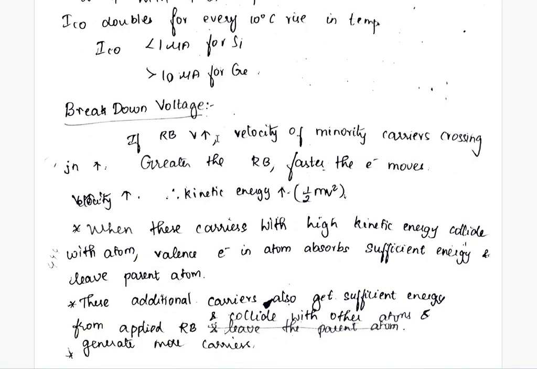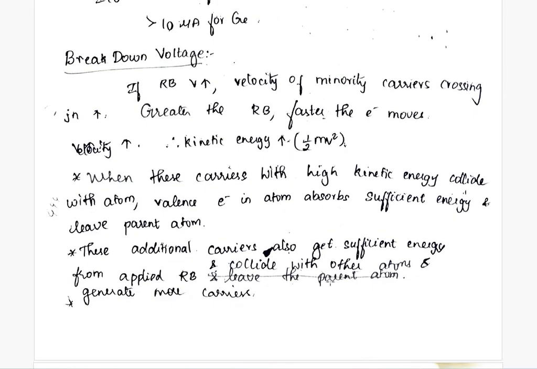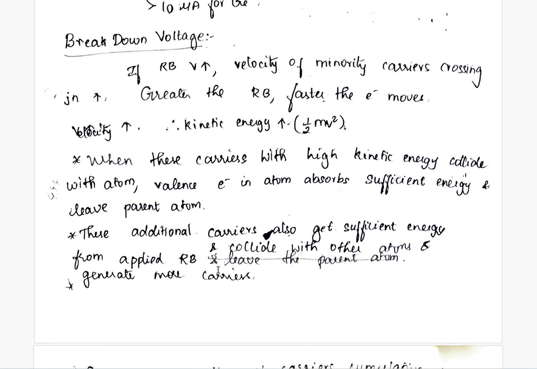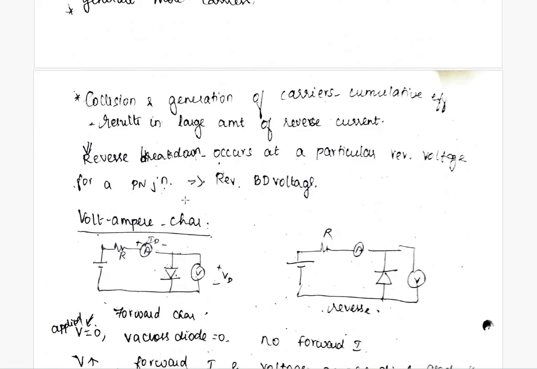The breakdown voltage: in reverse bias, the velocity of the minority carriers crossing the junction increases. Since velocity increases, the kinetic energy, half m v squared, increases drastically, and so more movement of charge carriers happens. They get sufficient energy and collide with each other, and breakdown happens in reverse bias.